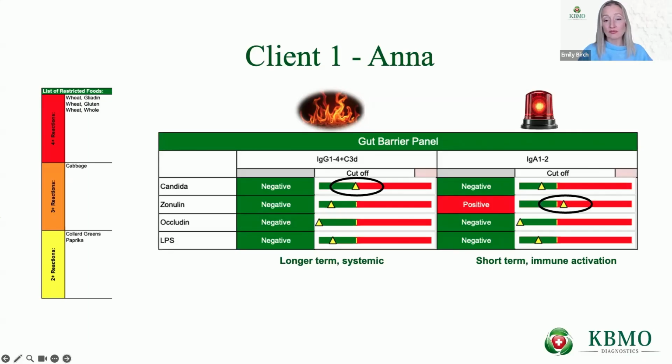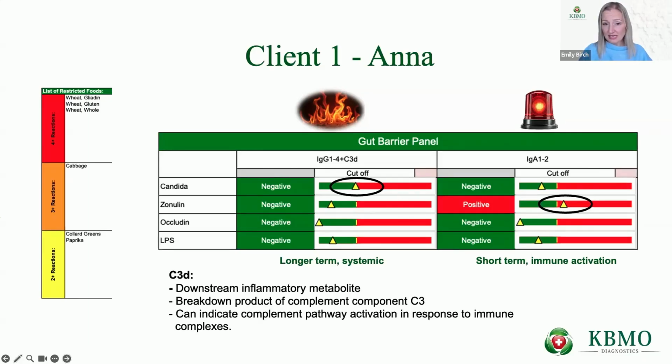So a little bit just to recap, C3D, because that's the difference here. This is not, as I said before, just IgG. We're testing C3D, which is one of the downstream products of complement activation. It's an inflammatory metabolite, which is where we say if this is detected, we know we've got an inflammatory picture. And essentially it indicates pathway activation in response to immune complexes. So we know that the immune system is working in terms of these particular gut barrier markers.